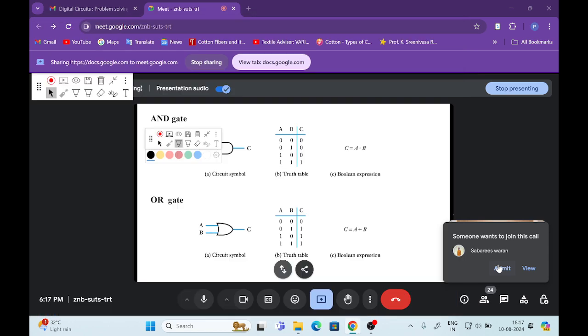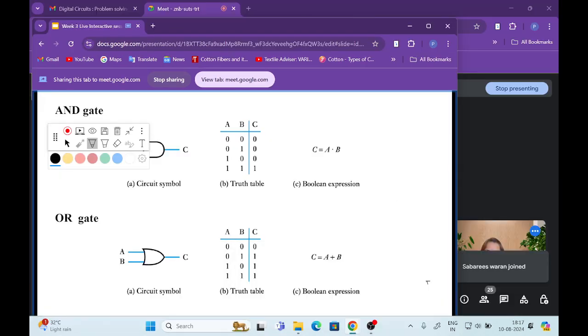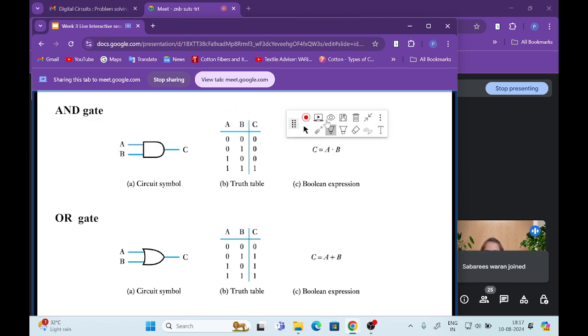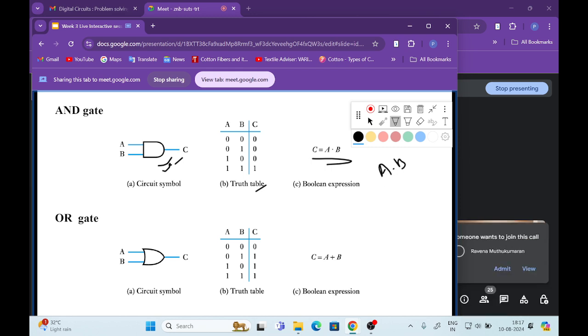So these are some logic gates whose circuit diagram, truth table and Boolean expression representation is given here. The first one is the AND gate. The AND gate is represented by this symbol, this is the truth table of the AND gate, and this one is a Boolean expression. So AND is basically a multiplication of two variables A and B.